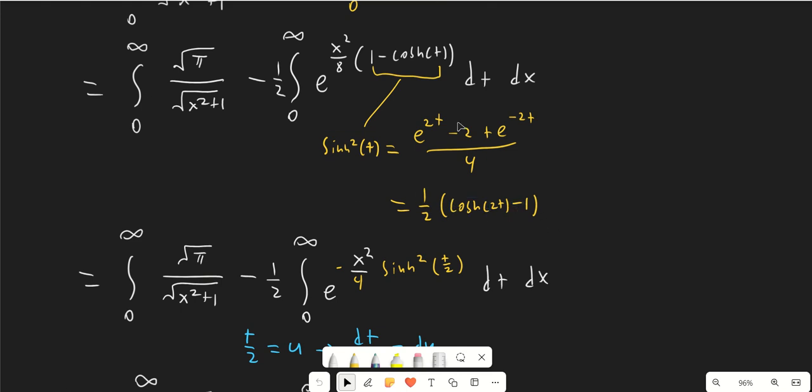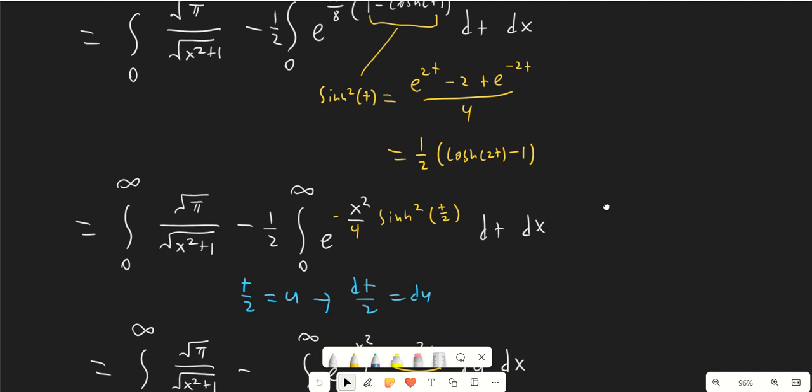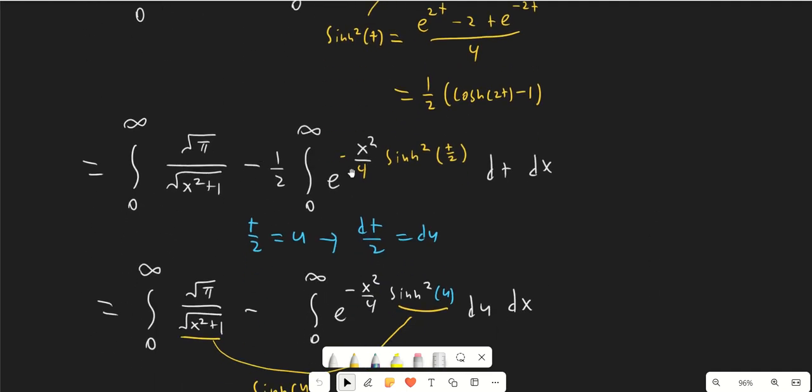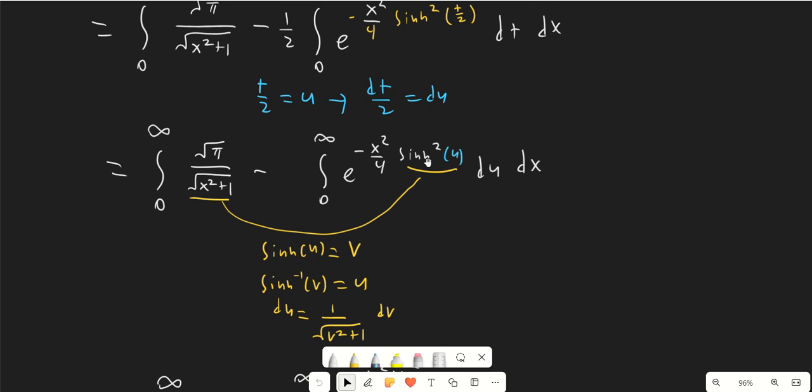So if we replace t with t over 2, we'll actually get this expression right here, just negative. And so that means we can substitute in here e to the negative x squared over 4 times hyperbolic sine squared of t over 2, and a negative sign in front here. Then to get rid of this t over 2, we'll just let u equal t over 2, and that also gets rid of the 1 half in front here. So we get sinh squared of u on top right here.